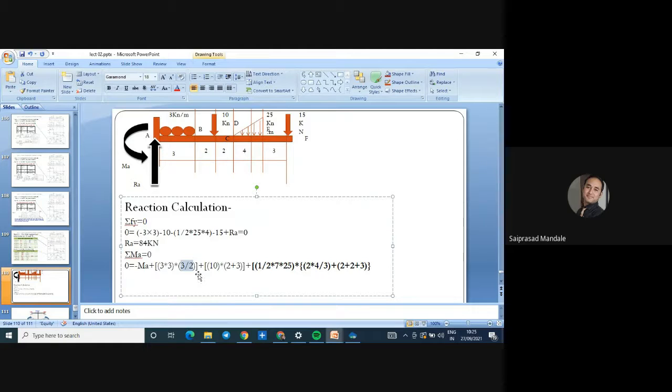Okay, great. Then plus 10, distance 3 plus 2, that is 2 plus 3. Then plus half into 7? No, this equation is wrong. This is not half into 7. This is half into 4.